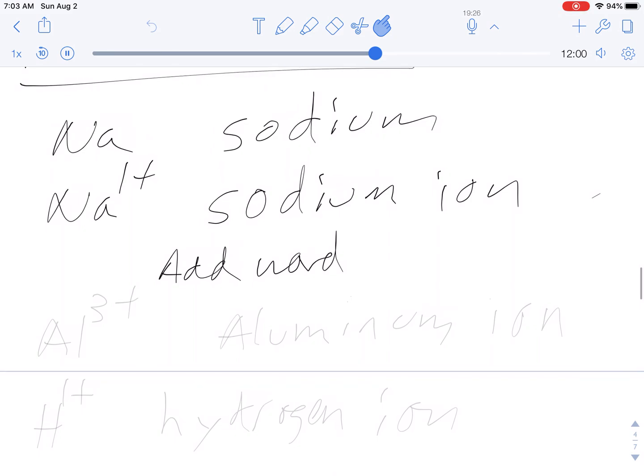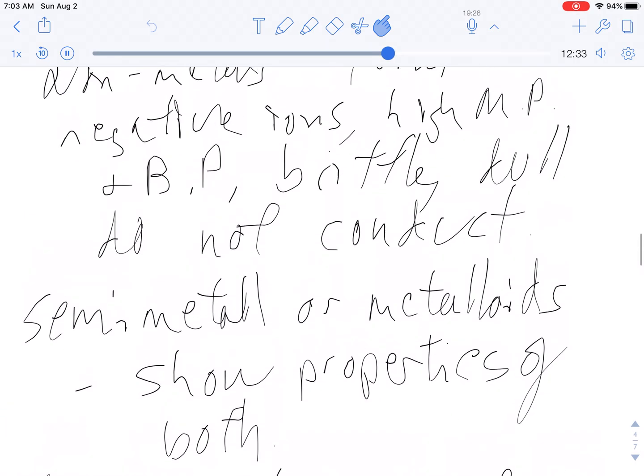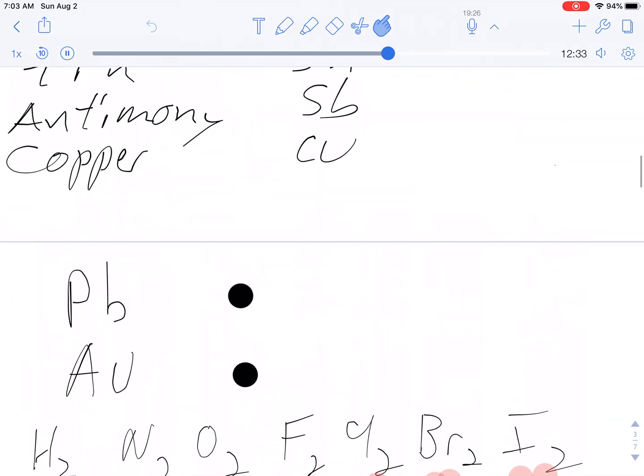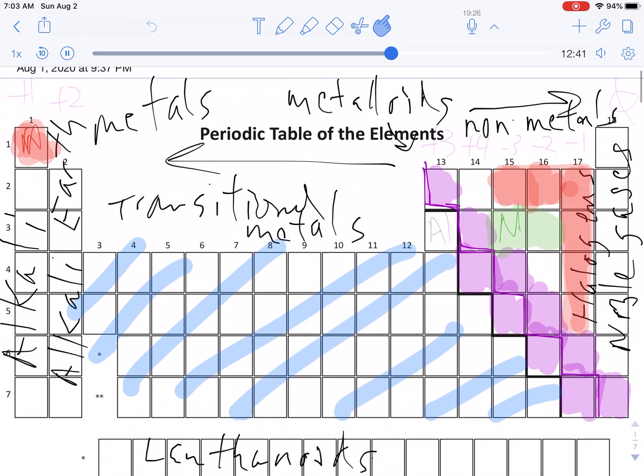So for positive ions, you write the name, and then you add the word ion. So something like this, Al is aluminum, and you'd write the word ion. Now, how did I know to write a 3 plus there? Well, if you look at your Appendix A, which you'll pick up, it shows you that aluminum's got a 3 plus charge. Otherwise, you would know the charges from the periodic table.